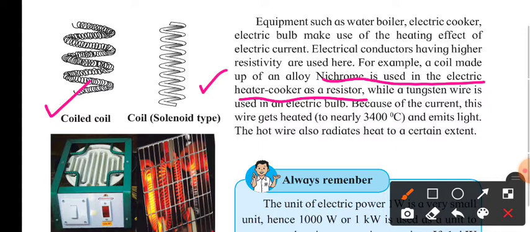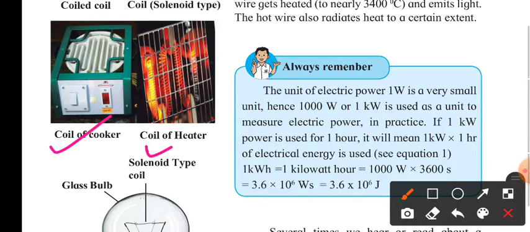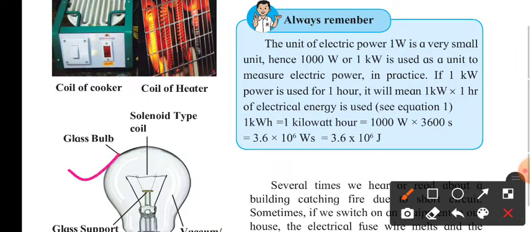They get heated, and the temperature goes up to 3400 degrees Celsius. And when they start to heat, they produce light also. They start to emit light also. So here you can see pictures of different appliances, like the coil of a cooker, coil of a heater. The color changes. They start to emit light also when they heat up. Even in electrical bulbs, we are using the nichrome wire.